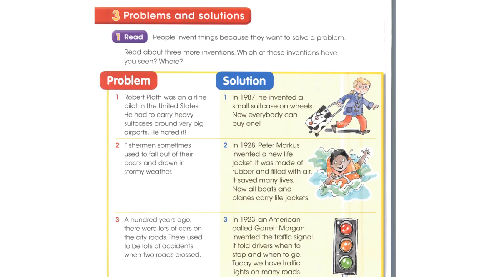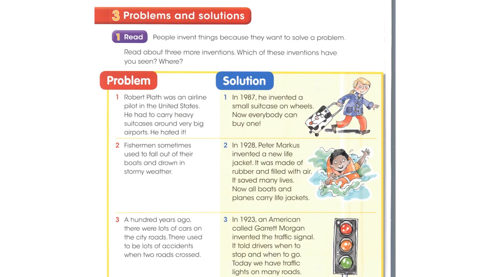Number 2, you can see fishermen sometimes used to fall out of their boats and drown in stormy weather. In 1928, Peter Marcus invented a new life jacket. It was made of rubber and filled with air. It saved many lives. Now, all boats and planes can carry life jackets.